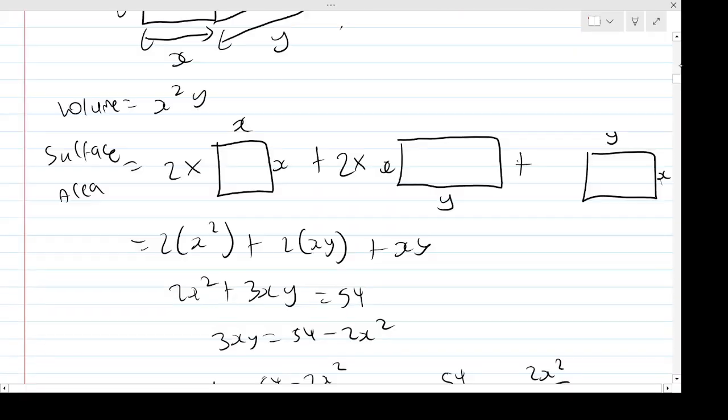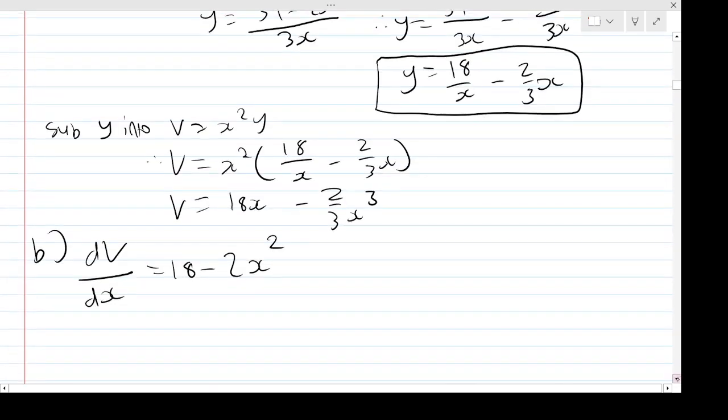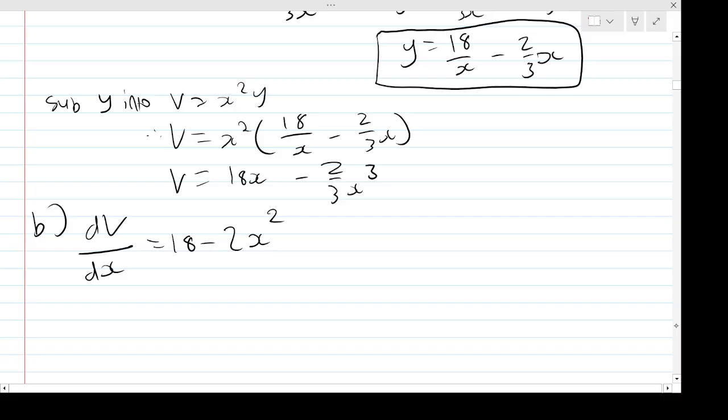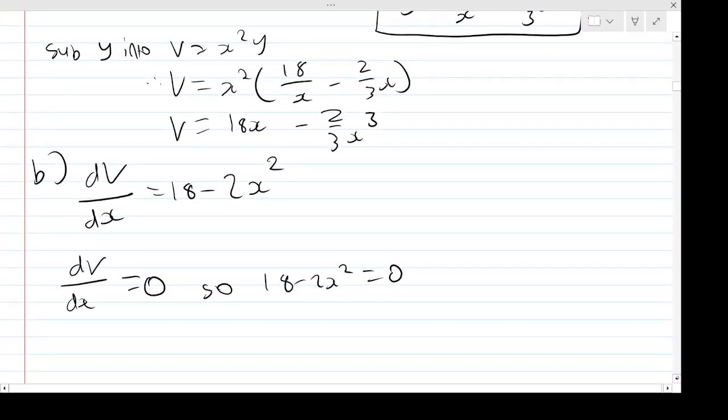But now it's asking to find the maximum or minimum value. That's going to be to do with the maximum or the minimum point, which are stationary points, and we know that means dv/dx, the derivative, has to equal 0. So now we just solve that, right? So 18 minus 2x squared will equal 0. So then that means 2x squared equals 18. So therefore x squared would be 9 because 18 divided by 2 is 9. So root 9, it'd be plus or minus 3. Okay, so x is plus or minus 3 there.